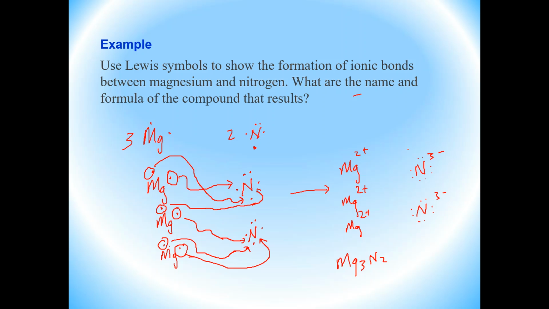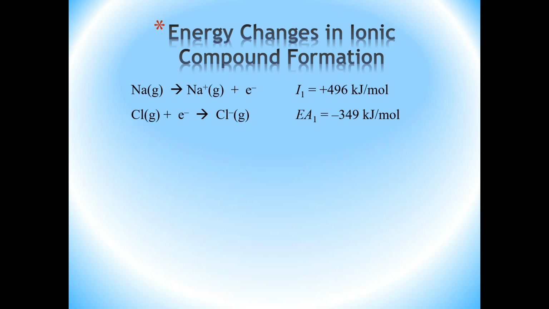Okay, I'm going to stop here for now, and then the next thing we're going to discuss is how we can determine what we call the lattice energy, which is a reflection of how stable an ionic compound is.